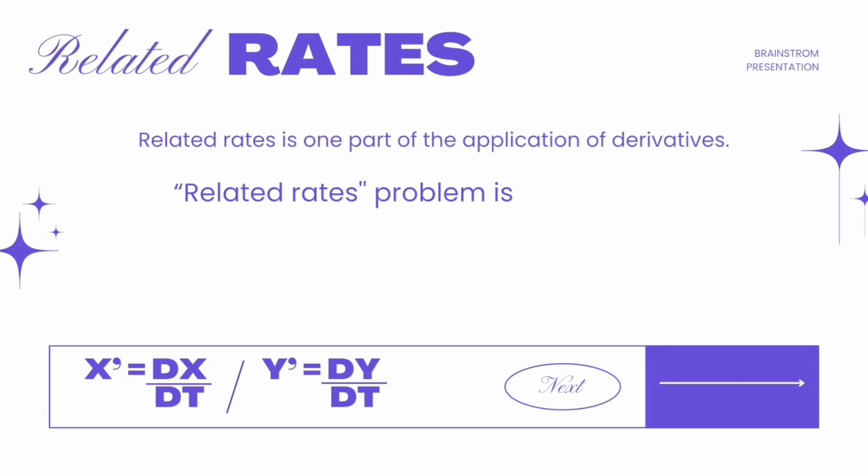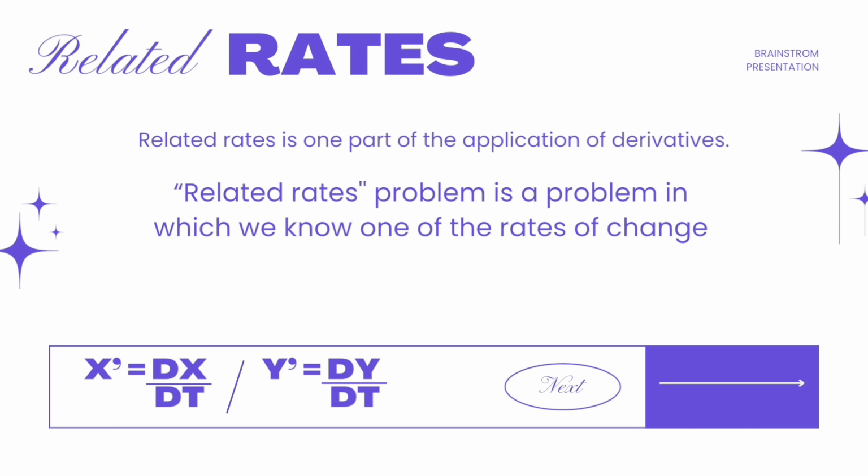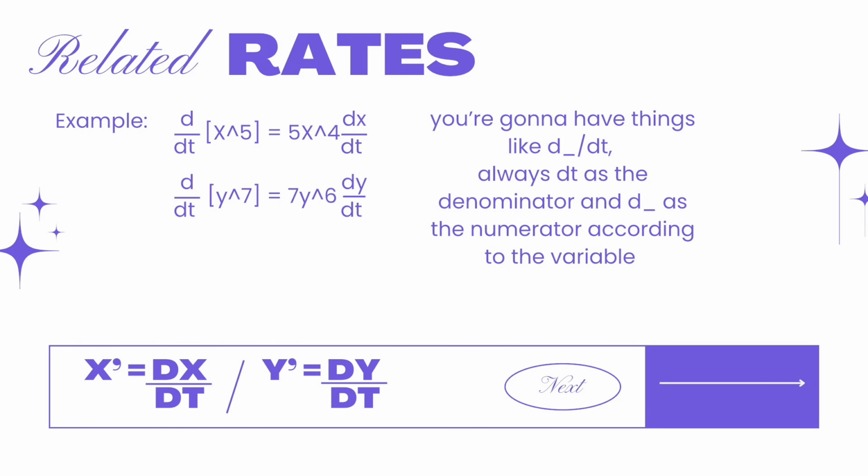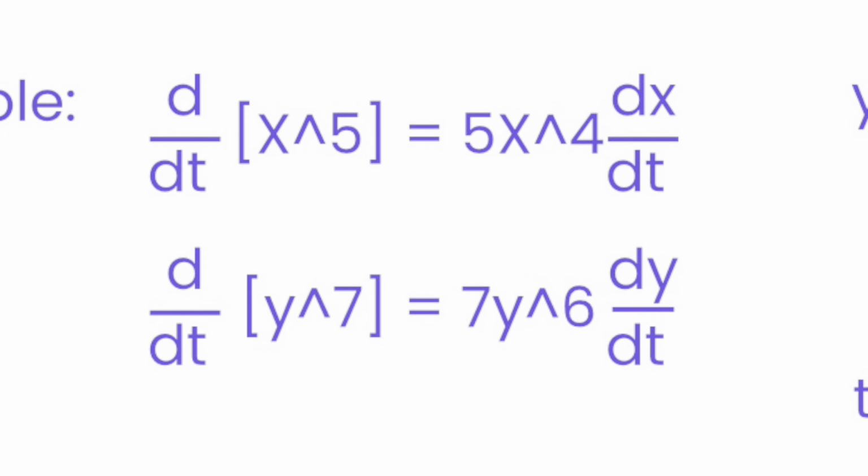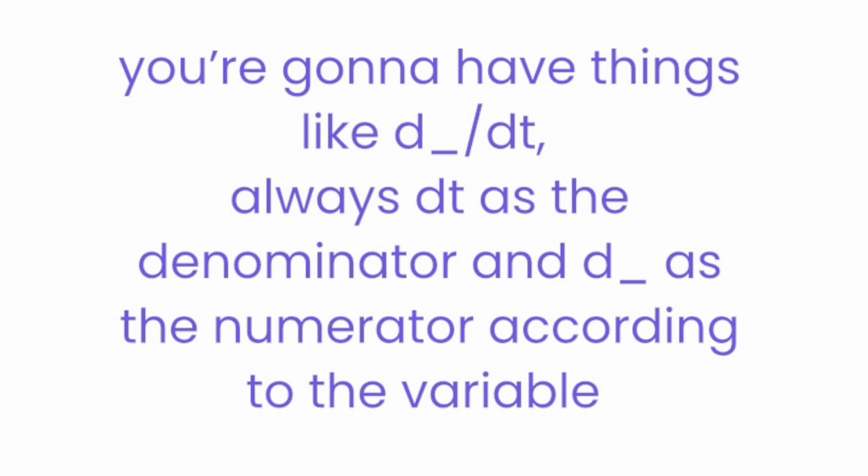As one of the applications of derivatives, related rates is a problem in which we know one of the rates of change at a given instant. So here's an example of what you might come across. d over dt of x to the power of 5 is equal to 5x to the power of 4 dx dt. And when you find d over dt of y to the power of 7, it is equal to 7y to the power of 6 dy over dt. So one thing to remember is that the numerator is d of something according to the variable, over dt as the denominator.